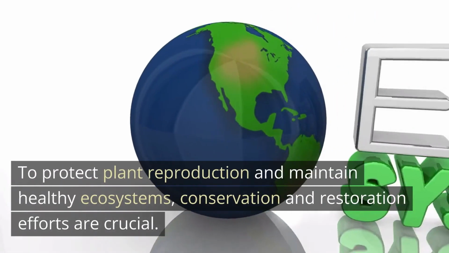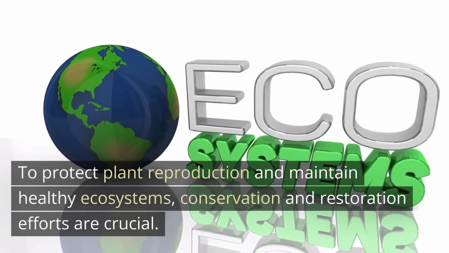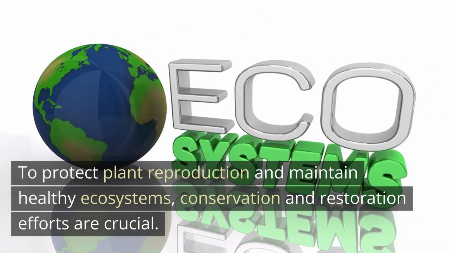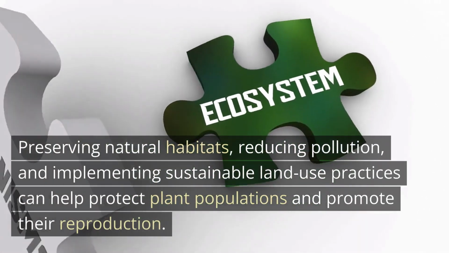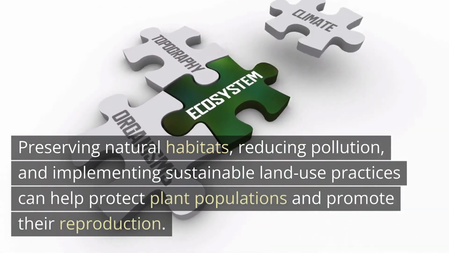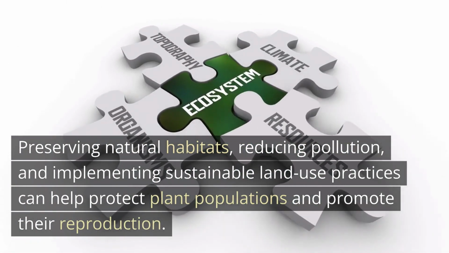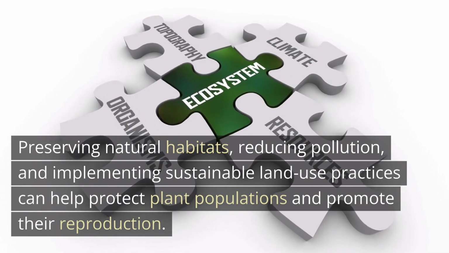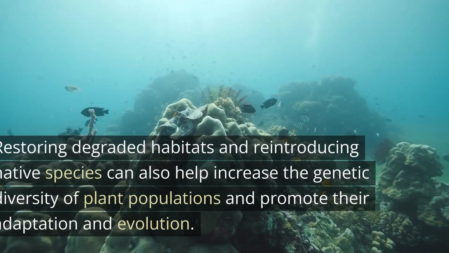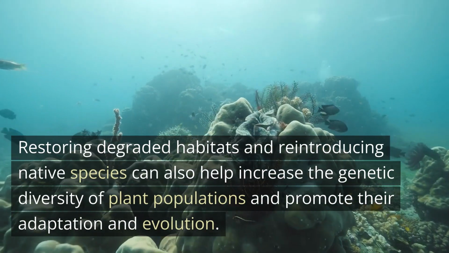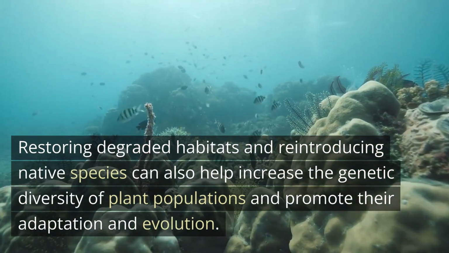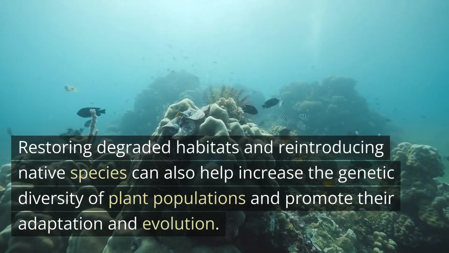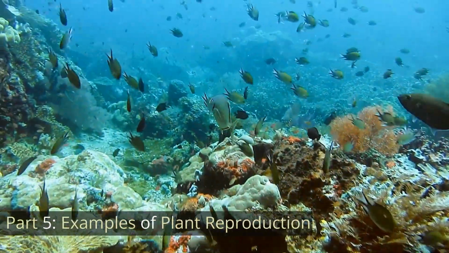To protect plant reproduction and maintain healthy ecosystems, conservation and restoration efforts are crucial. Preserving natural habitats, reducing pollution, and implementing sustainable land use practices can help protect plant populations and promote their reproduction. Restoring degraded habitats and reintroducing native species can also help increase the genetic diversity of plant populations and promote their adaptation and evolution.